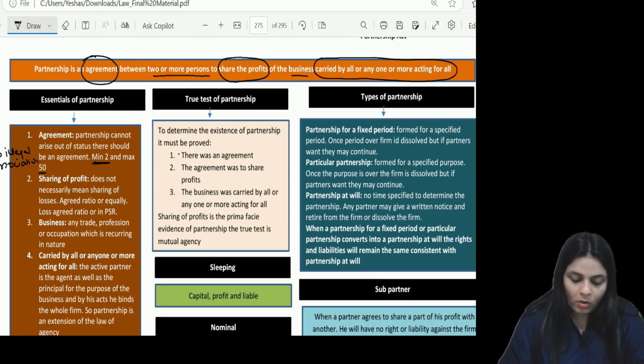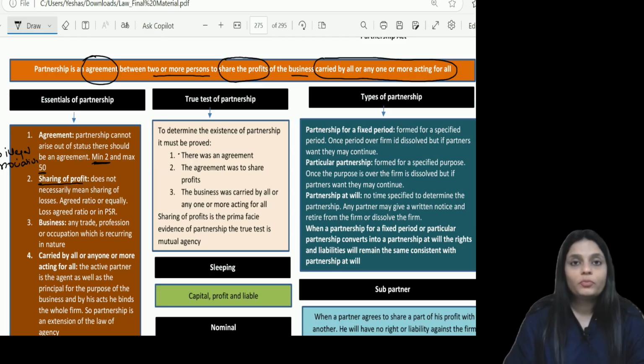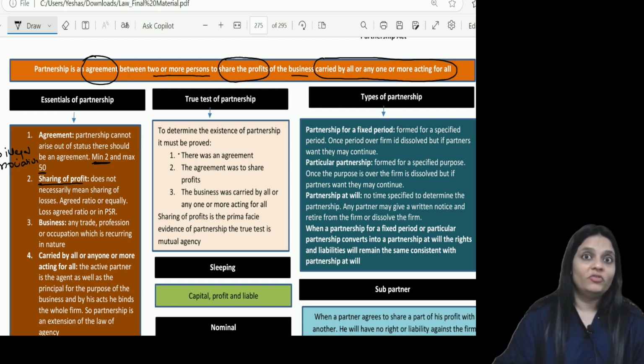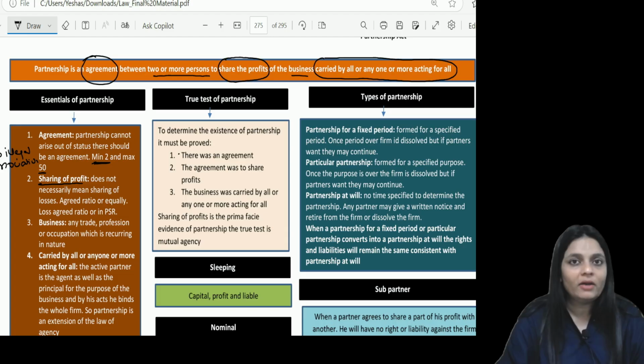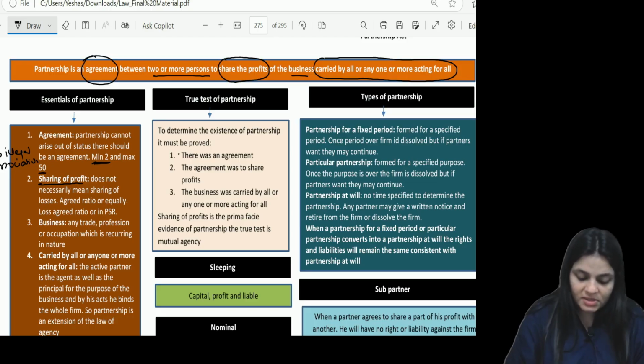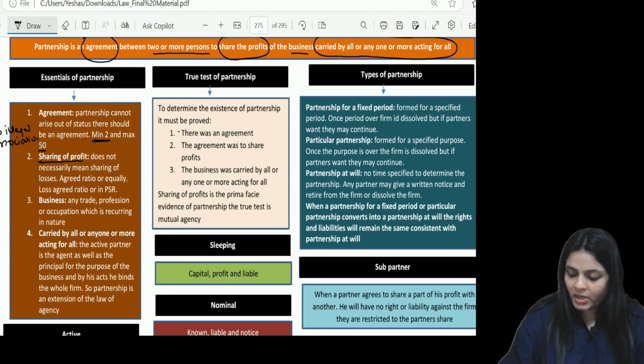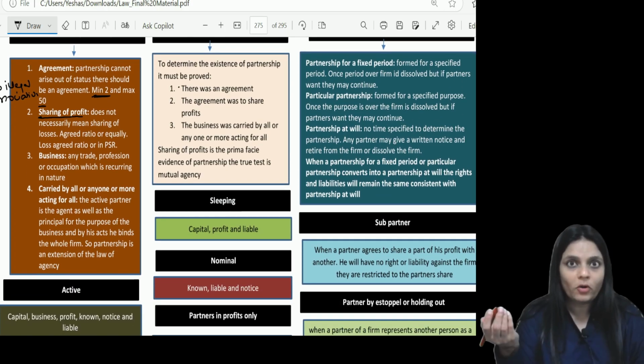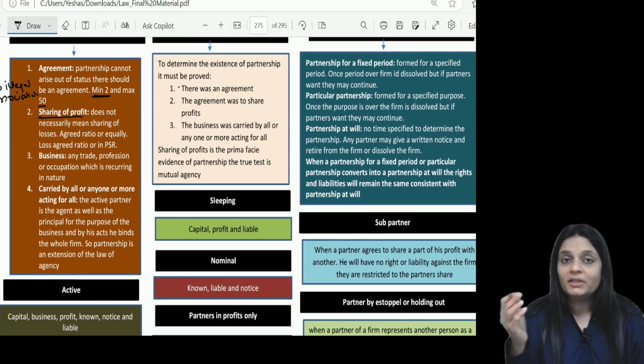What is the agreement about? The agreement is about sharing of profits. They have only said sharing of profits, not losses, because I can have partners who do not share the losses. If I put it as sharing of profits and losses, that means I'm making it mandatory for every partner to share the loss. But I actually can have partners who do not share the losses. So sharing of profits does not necessarily mean sharing of losses. But obviously, when you share the profits, you will also bear the losses. But it is not implied that you will bear the losses.